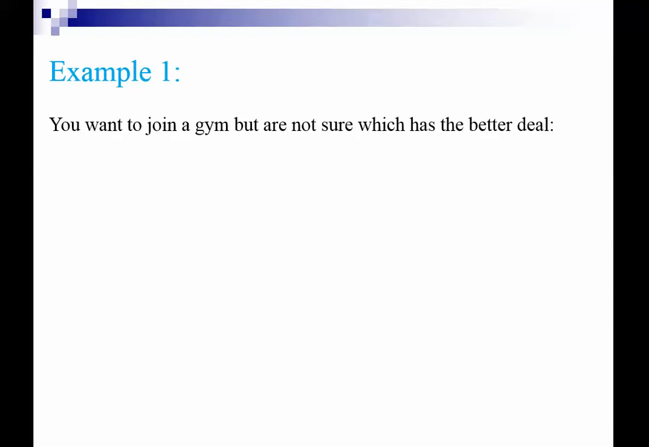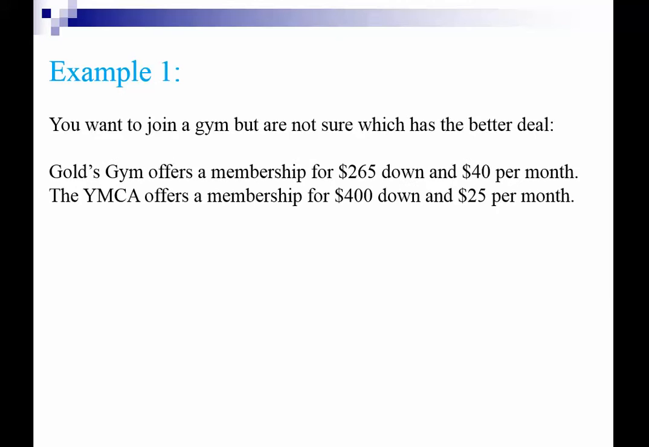You do need pencil and paper. Make sure you have that right now. You're going to be writing quite a bit. It says you want to join a gym, but you're not sure which has the better deal. Gold's Gym offers a membership for $265 down and $40 per month. So basically with Gold's Gym, you'd pay $40 per month, but when you join, there's a one-time down payment. You'd pay $265 just for a one-time fee, and then from there on out, it's just $40 per month. So that's Gold's Gym.